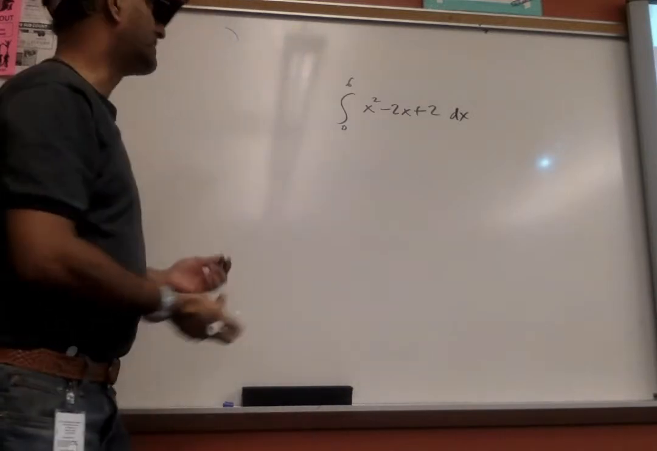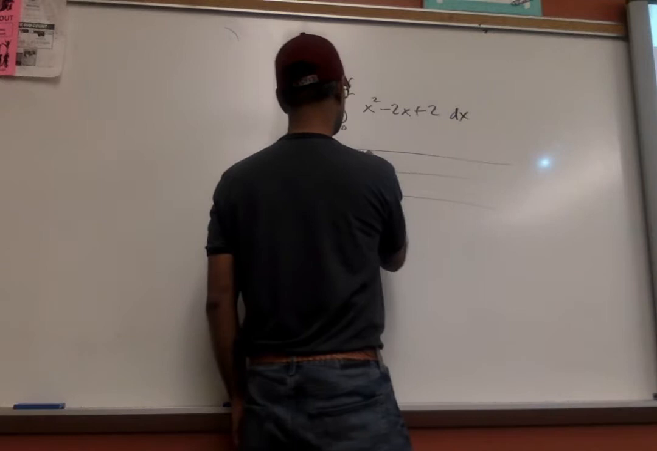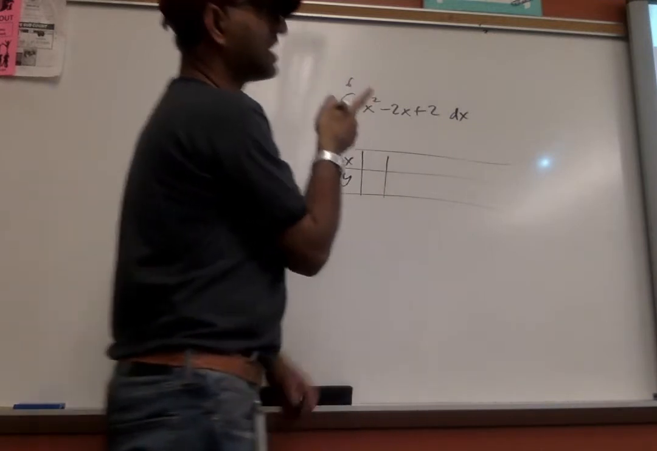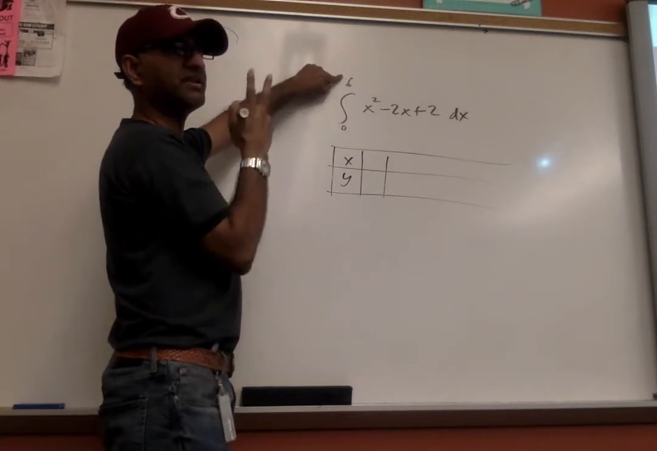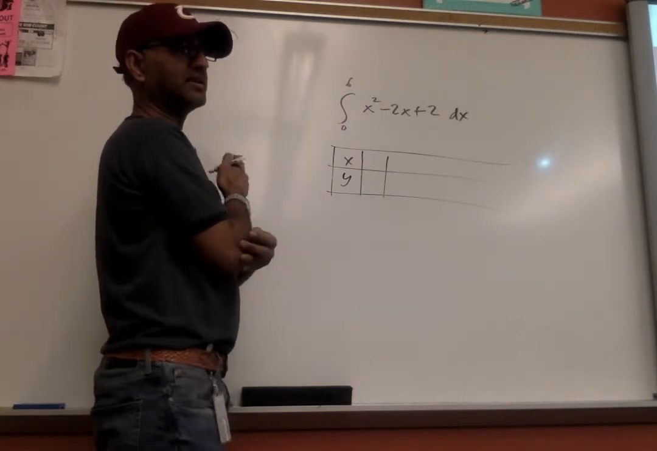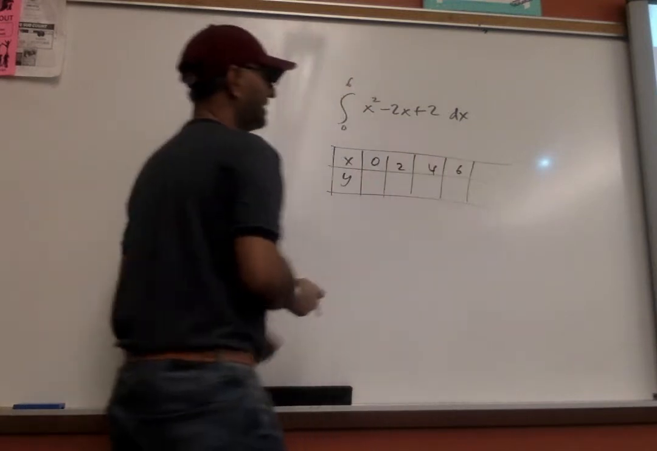A table. So first step, make a table, right? We won't make the entire table, we make the first couple of values. So this is x, this is y. It says how many rectangles? If you're going from 0 to 6, and there are 3 rectangles, what should the width of each rectangle be? 2. So this is 0, 2, 4, 6.